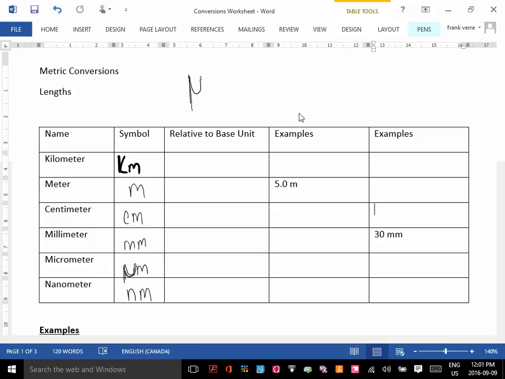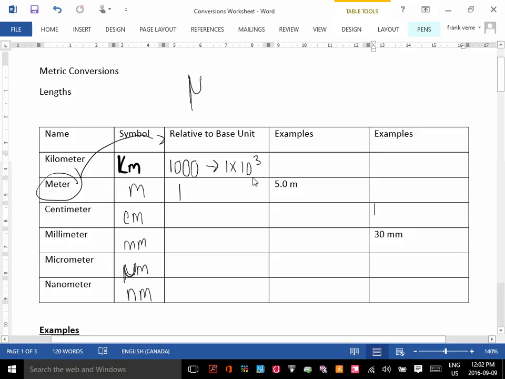Now, for the base unit, here we'll use meter as our base unit. So our base unit will be the meter. So what I mean by relative to the base is, relative to 1 meter. What is 1 kilometer relative to that? 1,000 meters, right? So relative to the base, a kilometer is 1,000, which can be written as 1 times 10 to the 3, because it's 3 zeros, okay?